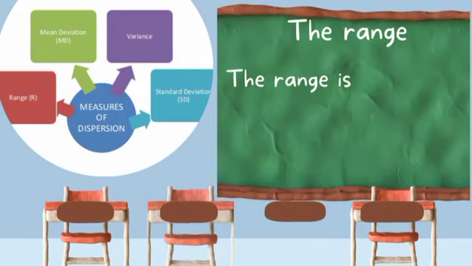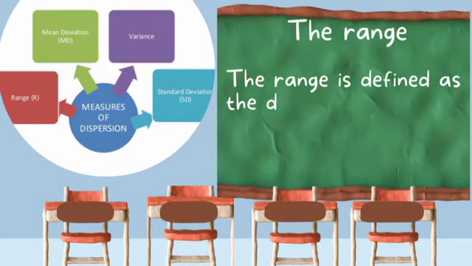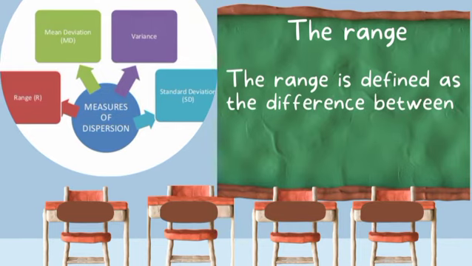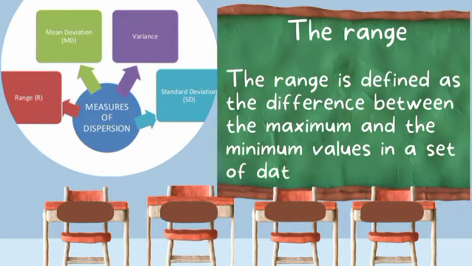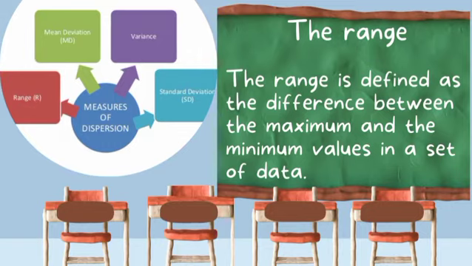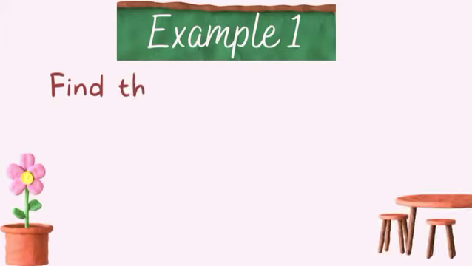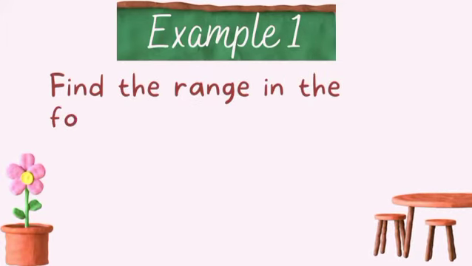Now let us look at the range. The range is defined as the difference between the maximum, which is the highest value, and the minimum, which is the lowest value in a set of data. Now the range is the simplest and the most straightforward measure of dispersion.